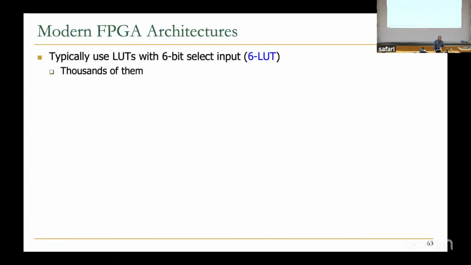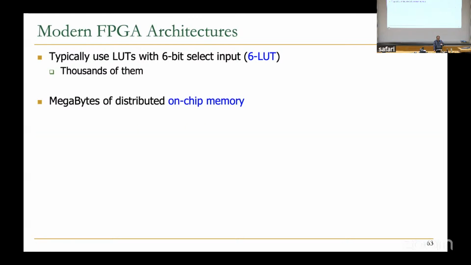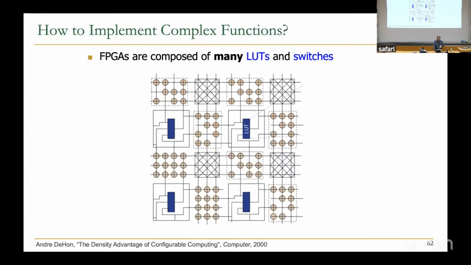But yeah, so modern FPGA architectures typically use LUTs with 6 inputs. So there are 6-input LUTs, and we have thousands of them. And we have megabytes of distributed on-chip memory, and all this on-chip memory is essentially used to configure LUTs and also switch boxes. So whenever, for example, you want to configure this switch box to connect this wire to this wire, you need to somehow configure it. And there are small memories that you can configure using a bit string, and that makes that connection happen, essentially.